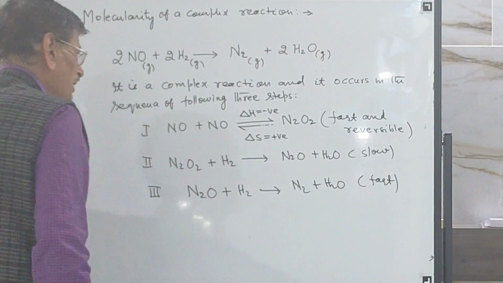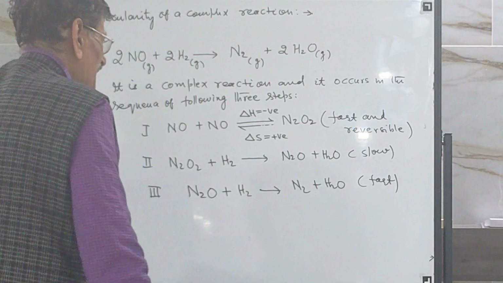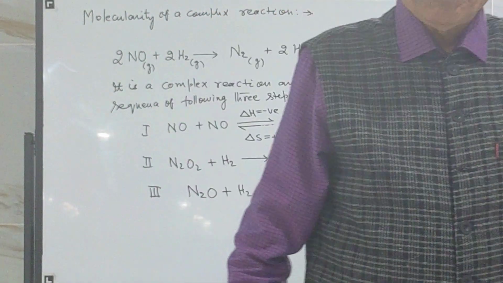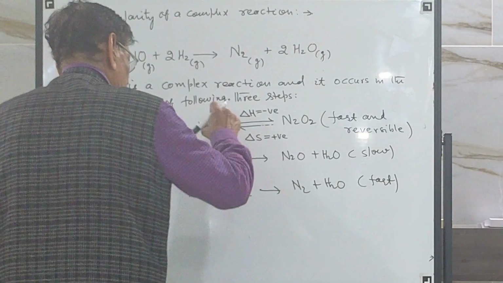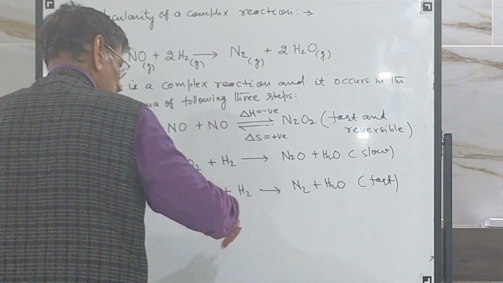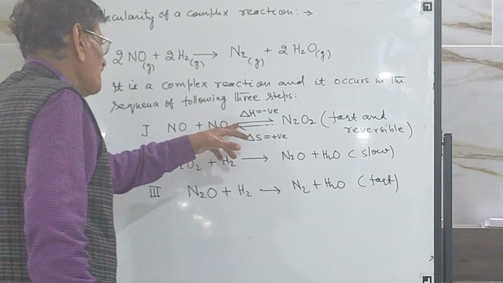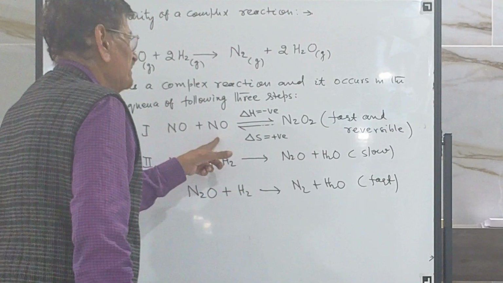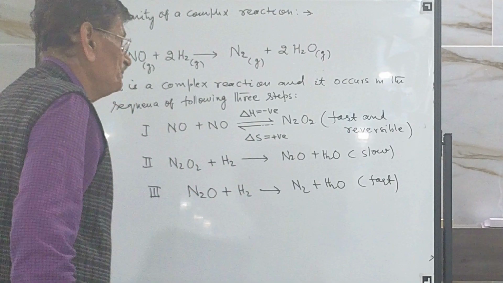Now these three steps are all elementary steps, and you know that every elementary reaction is accompanied by formation of a transition state in the reaction path between reactant and product. So here is a transition state formation, here also a transition state formation, and here also. In the transition state formation of the first reaction, collision of two NO molecules is needed. So molecularity is 2. Here also molecularity is 2. Here also molecularity is 2.